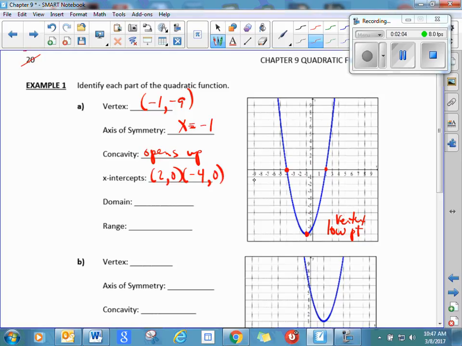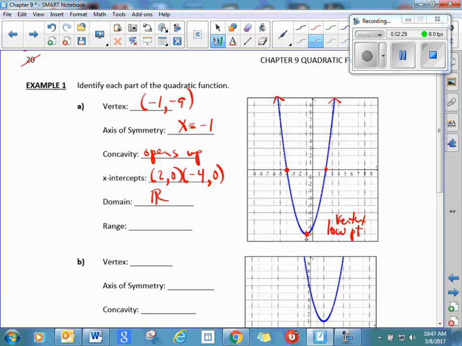The domain, this is what are the possible values of this graph. It goes on forevermore. And eventually, all of the x-axis, positive and negative, will be on this graph. If you think of it going out forever, there is no point on the x-axis that will not be on this graph. So the domain is all real numbers.